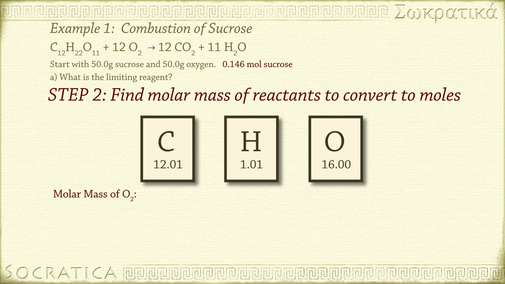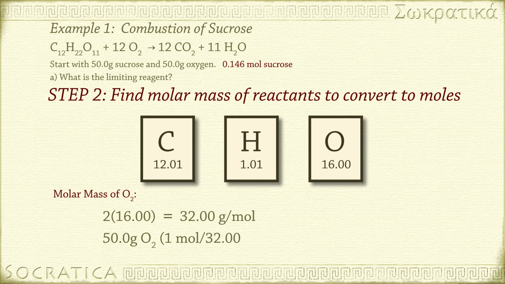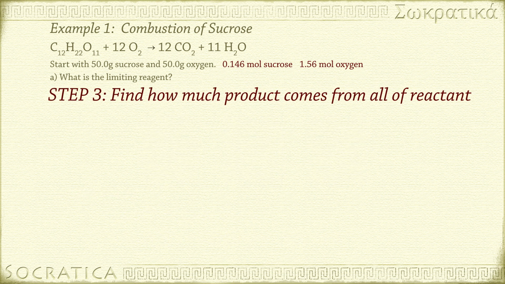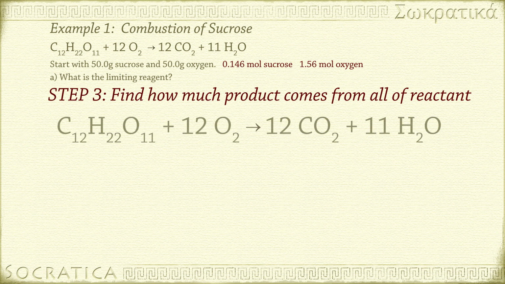Now we'll do oxygen. The molar mass of oxygen is 2 times 16.00 equals 32.00 grams per mole. 50.0 grams of oxygen times 1 mole of oxygen per 32 grams of oxygen equals 1.56 moles of oxygen. Step 3. Find how much product you would get if all of a reactant is used up. Now that we have the reactants in moles, we can use the balanced chemical equation to find the moles of CO2 they would produce if they were completely used up.